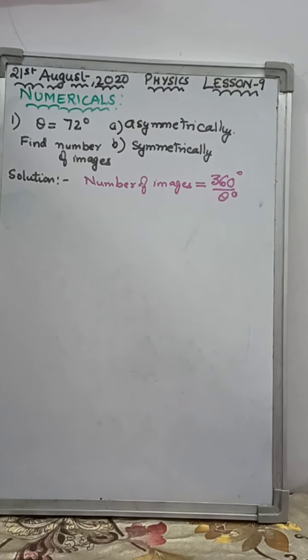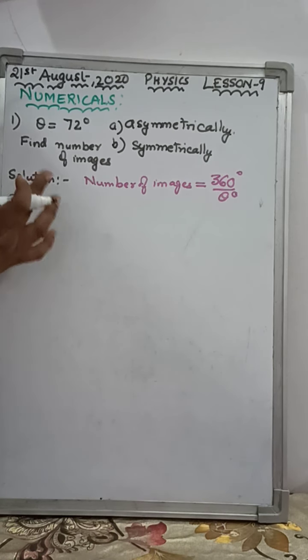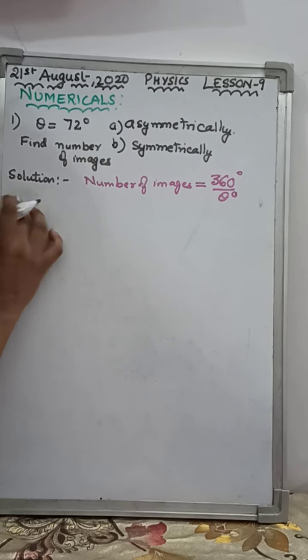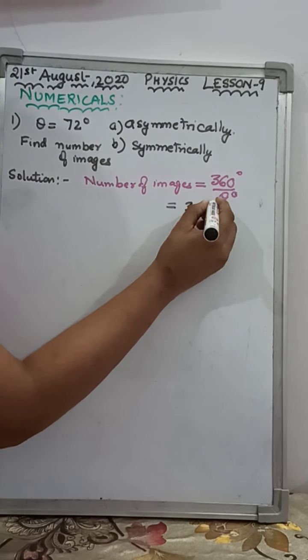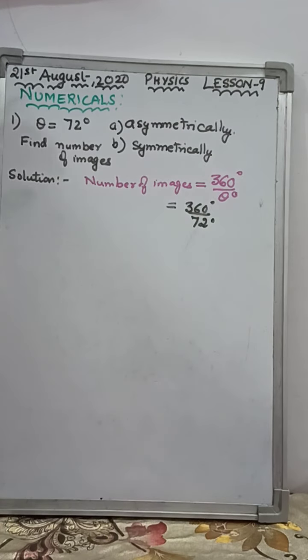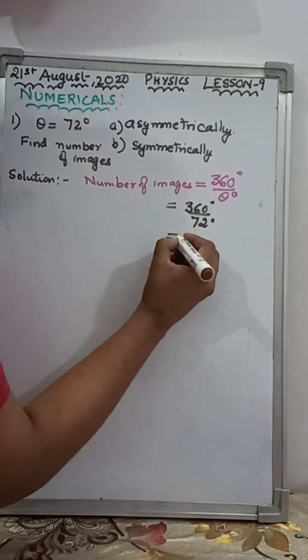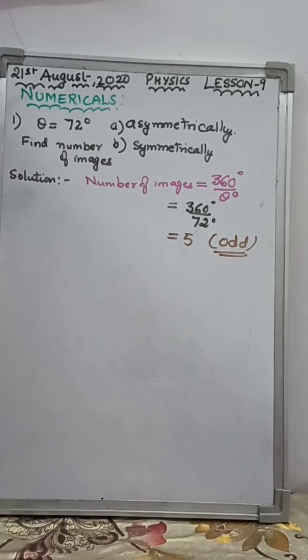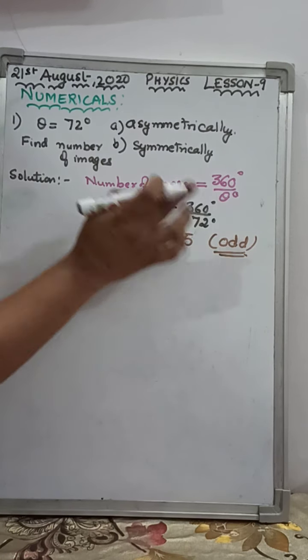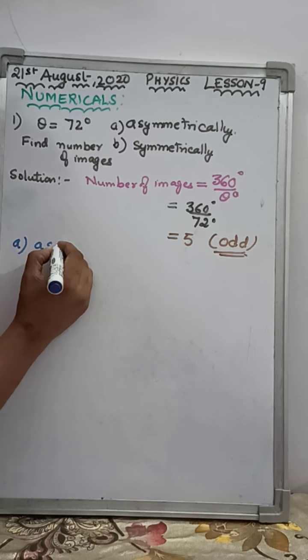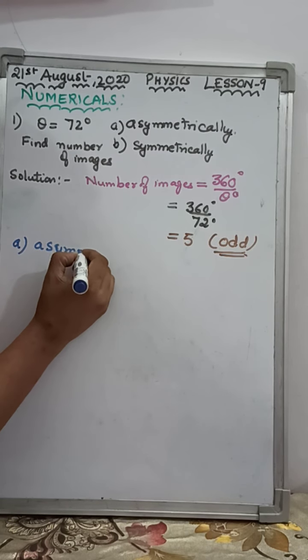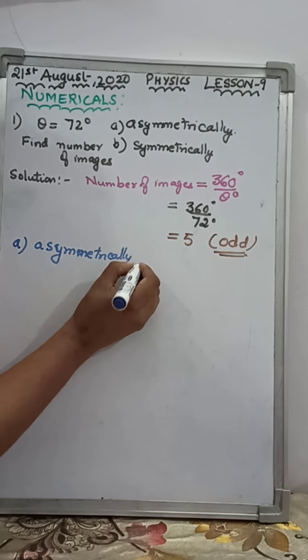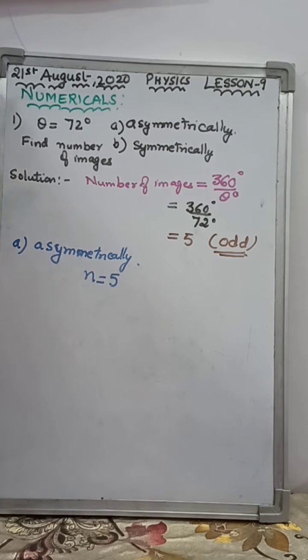So let us first find out this. A part we will take first of all. So this is 360 degree upon 72 degree. When you solve, it will come out to be 5. And 5 is odd, that means the number of images is coming odd. So for odd, what have I told you? I have told you that if n is odd, for case A, the object is placed asymmetrically, then n will be equal to 5.